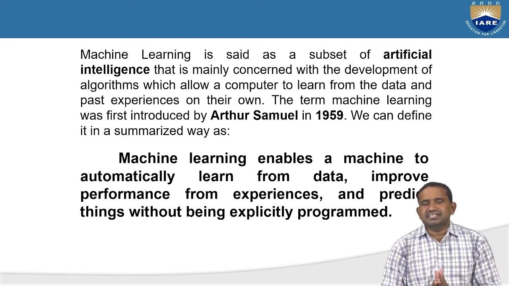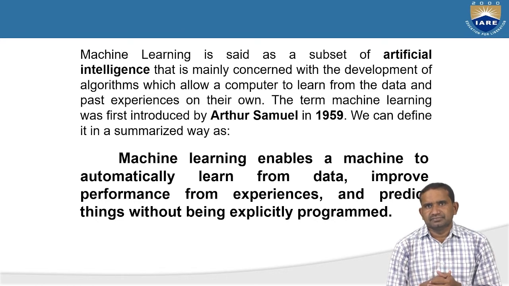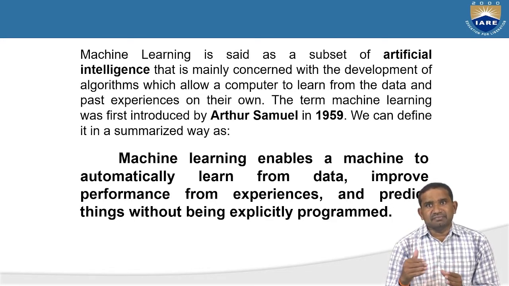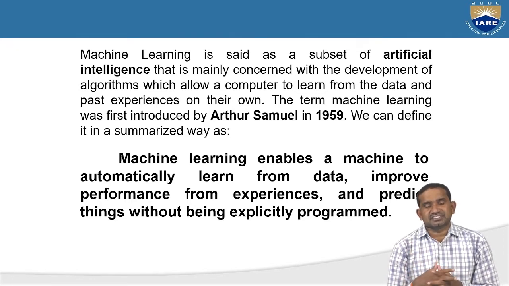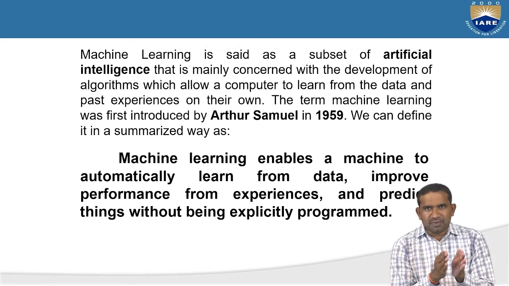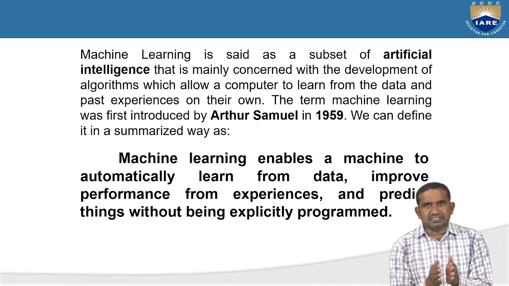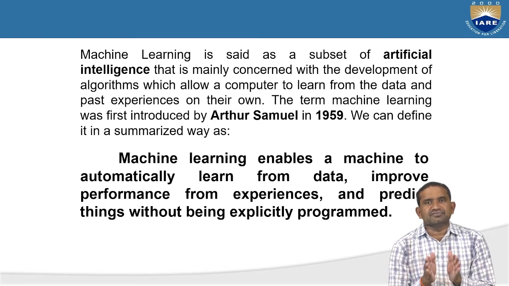This definition is divided into three parts. Machine learning enables a machine to learn automatically from data, to improve performance from experience, and to predict things without external programs. Means the machine can learn automatically from the data, the machine improves its performance based on its experience, and the machine can predict things without external programs or external force.